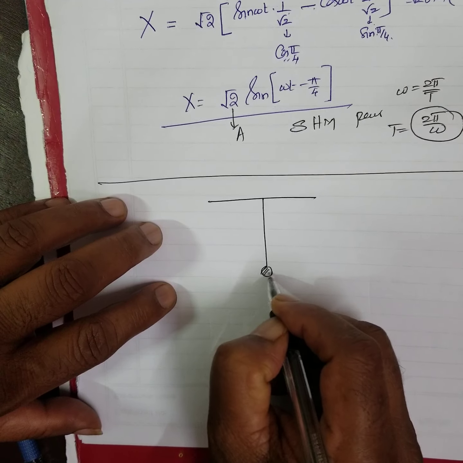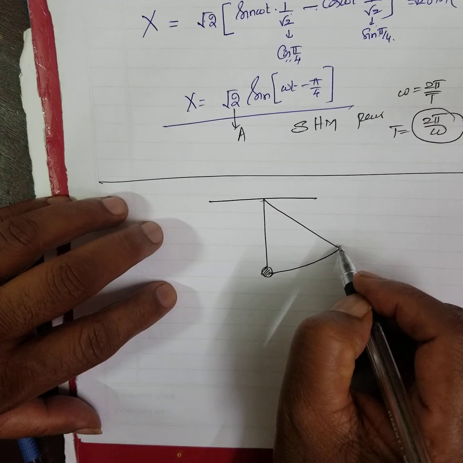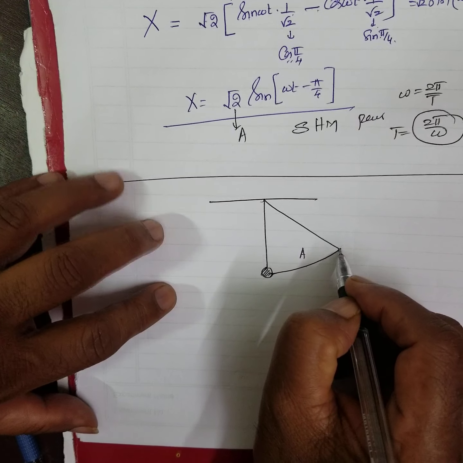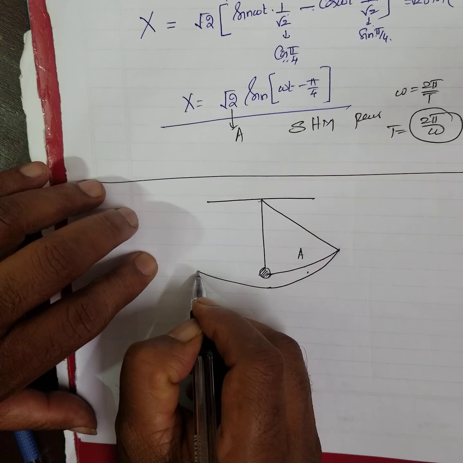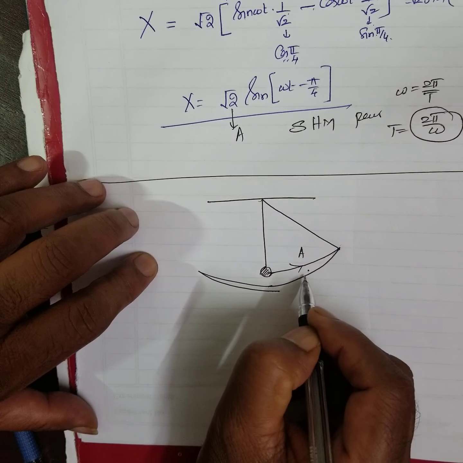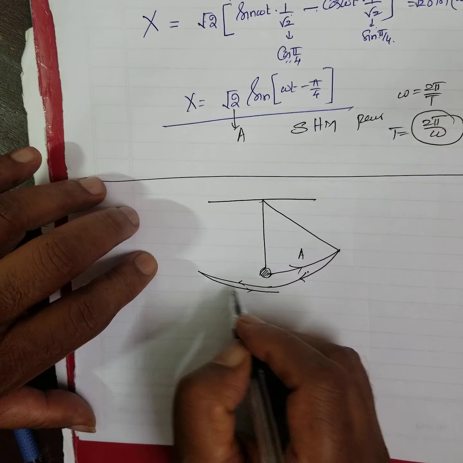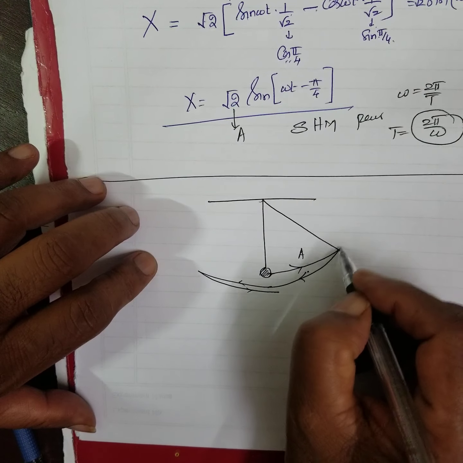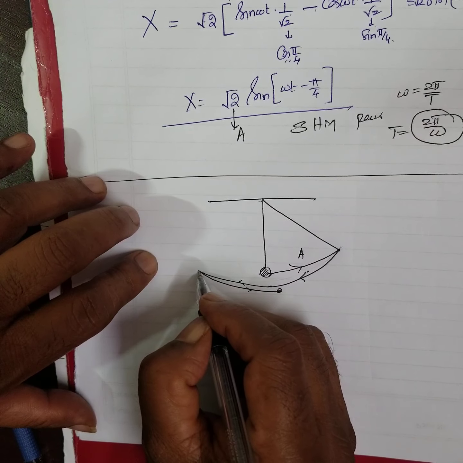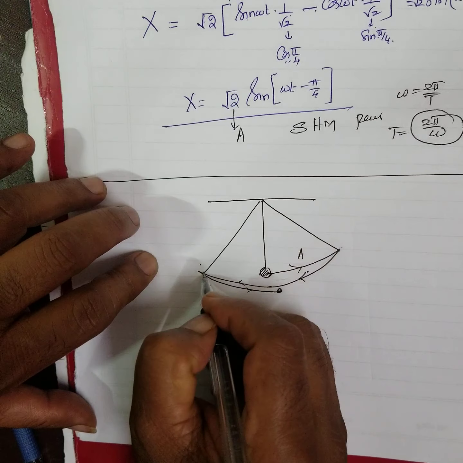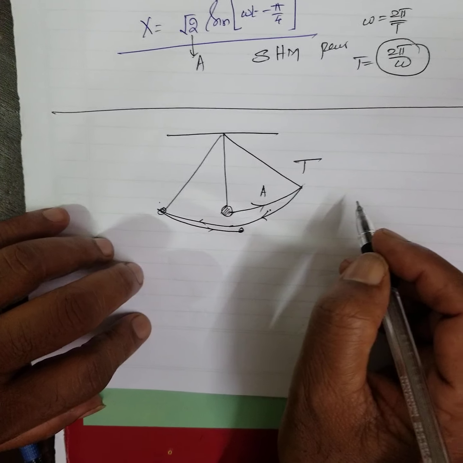This is a simple pendulum, right? From here to here, this is the maximum displacement from the mean position. It is the amplitude. From here it is coming back, again the same amplitude A. It goes to the extreme position and comes back, a to and fro motion. Start from the mean position, go to one extreme and come back; this is one oscillation, isn't it? The time taken for one oscillation is called the period.